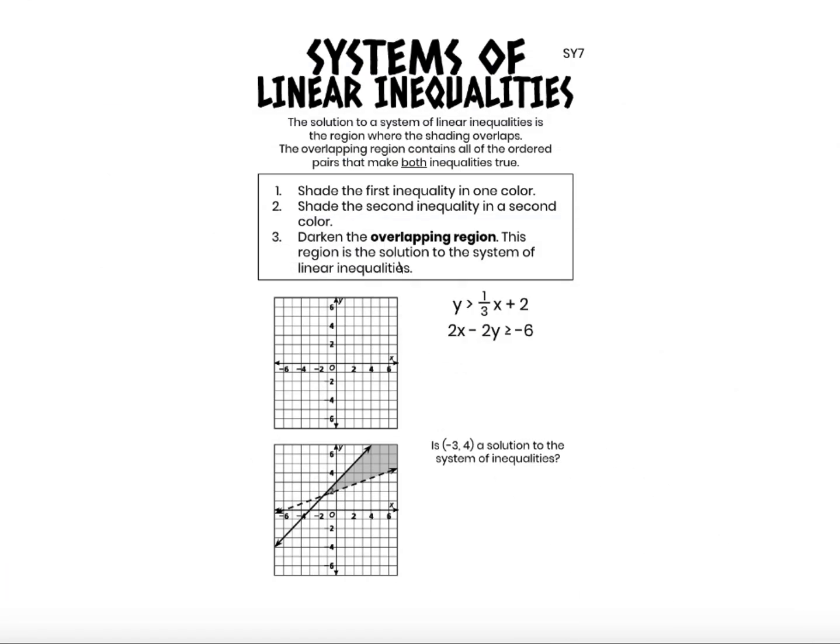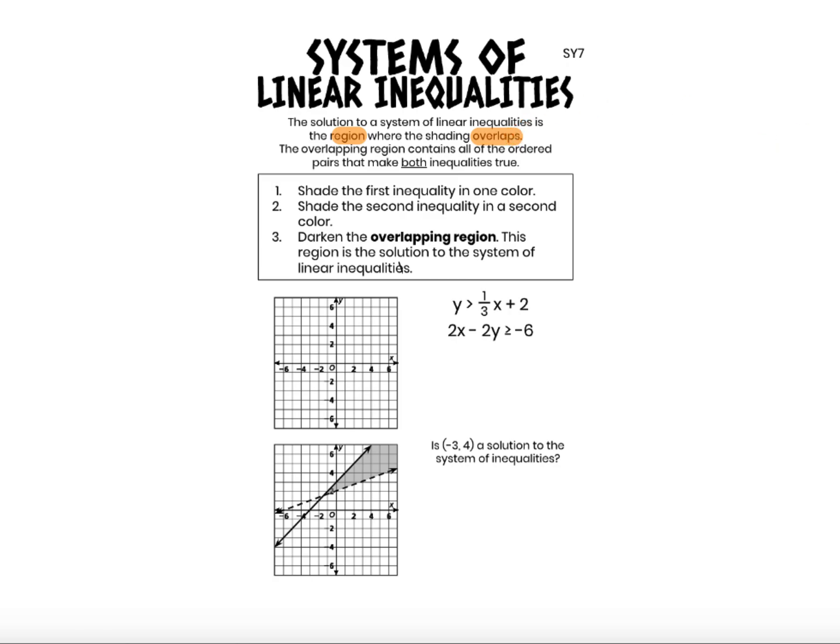When I'm finding the solution to a system of inequalities, I'm not looking for an intersection point. I'm looking for an overlapping region. So I graph both inequalities on the same grid and then look for the place, the region, where the shading of the two inequalities overlaps. Let's do that for this example.